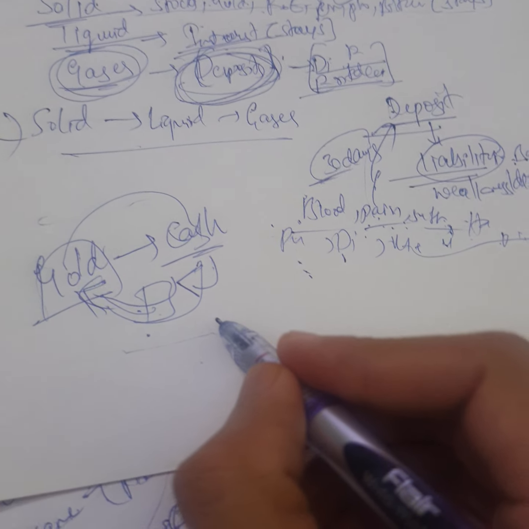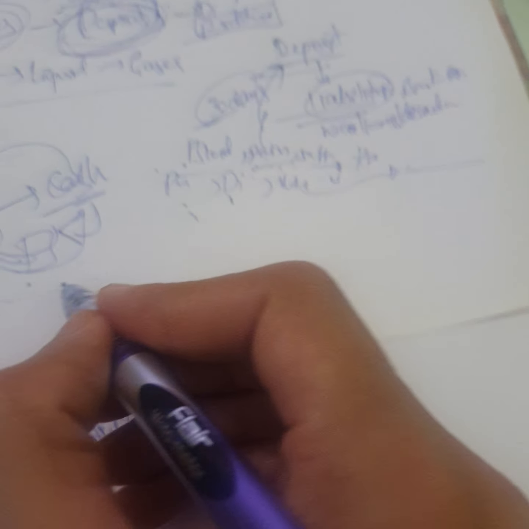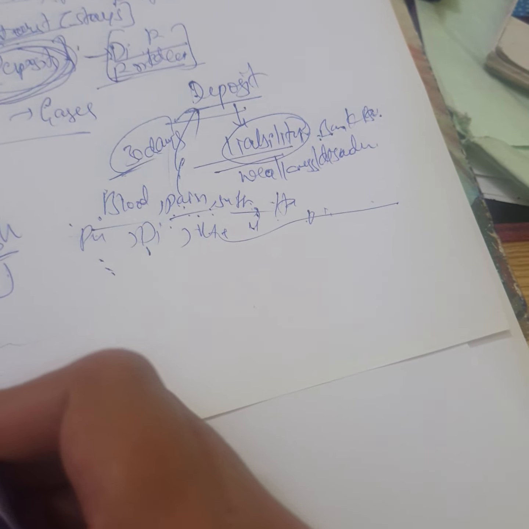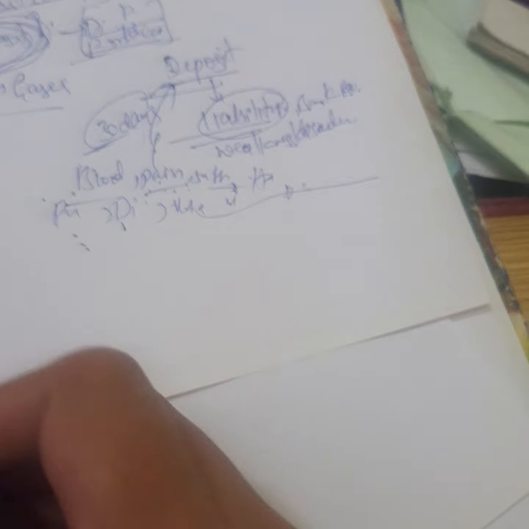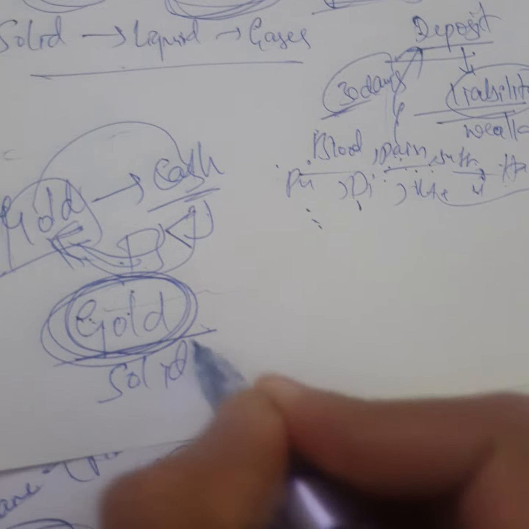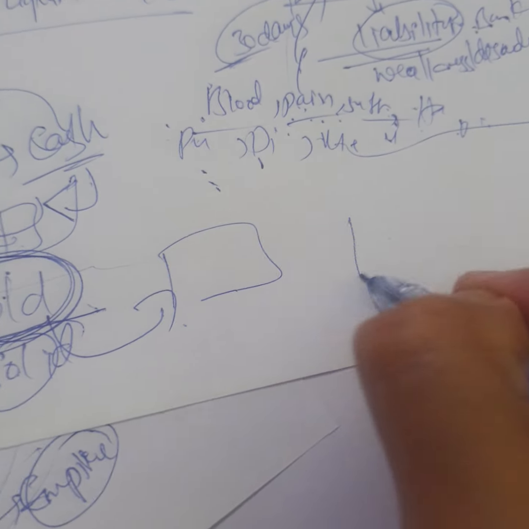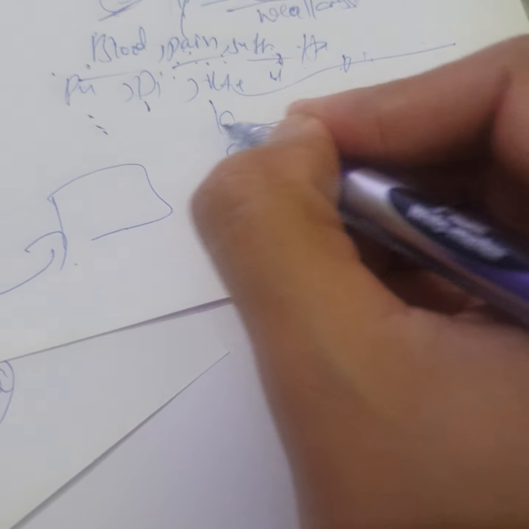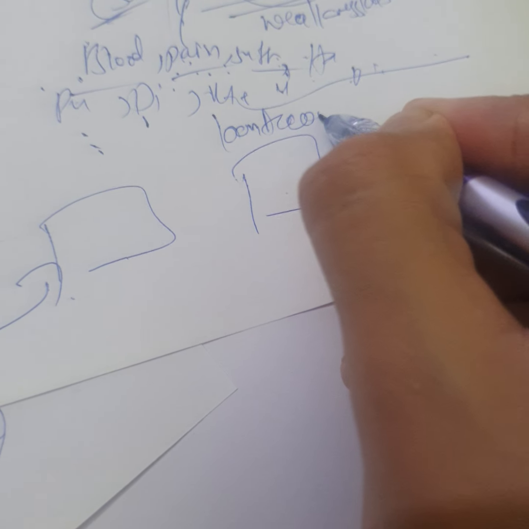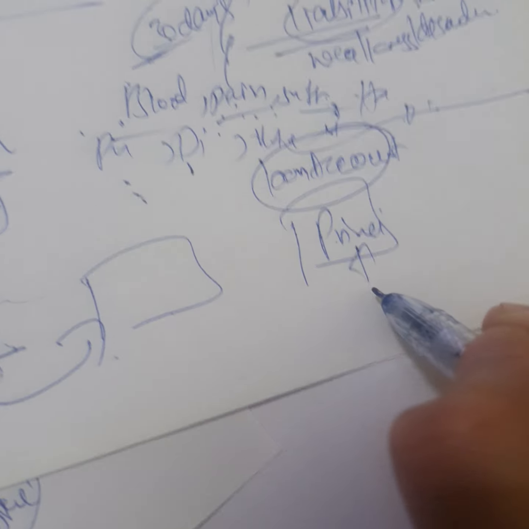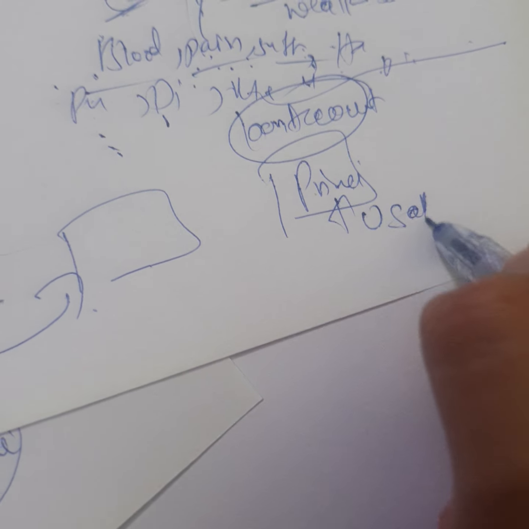Now, what is the liquid? Remember, I will borrow against the gold. The gold is what? Solid. The gold is solid. I will pledge it and I will get a loan account. That loan account has the principal amount. The principal amount is usable.